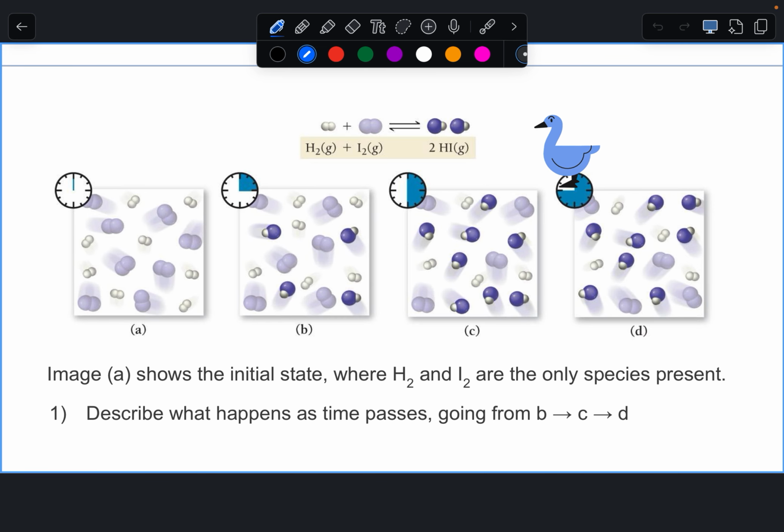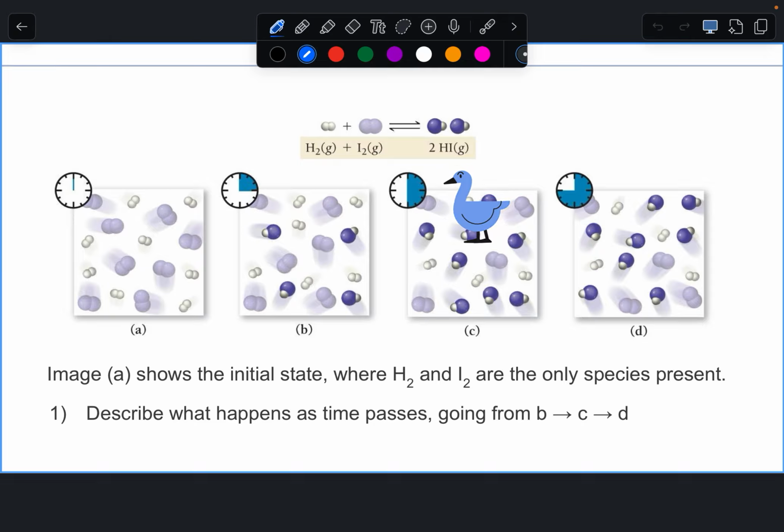We would say those are stoichiometric ratios, like it's 1 to 1. You can see from the coefficients, 1 H2 and 1 I2 react to form 2 HI. So there's equal amounts of them, so they're in the right ratio.